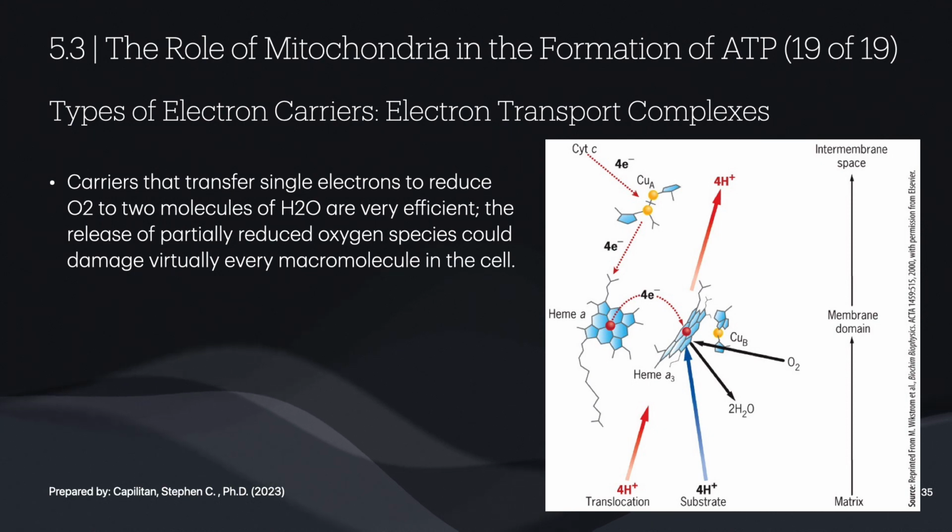Now we move forward with the carriers that transfer single electrons to reduce oxygen to 2 molecules of water very efficiently. This prevents the release of partially reduced oxygen species that could damage virtually every molecule in your cell. This is a summary of your cytochrome oxidase activity.